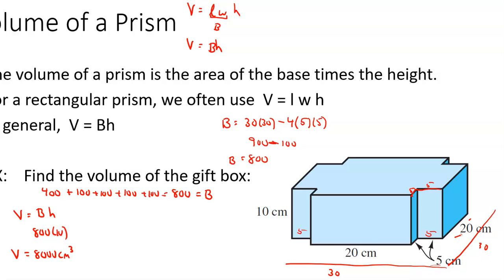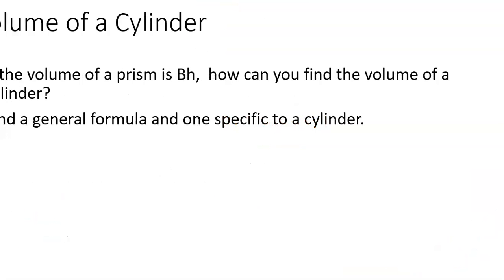Just like when we were finding areas of those funny looking regions, you can find volumes of those funny looking regions also by taking the whole thing, subtract off the parts you don't want, and you'll have the parts that you do want. All right, how about volume of a cylinder?